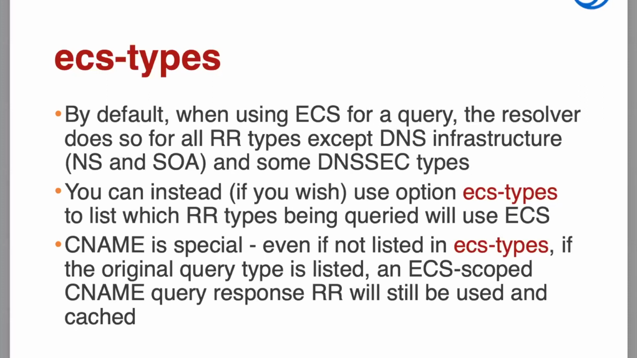So it doesn't really matter. You wouldn't add it to ECS types if it's not listed in ECS types. We're still going to do ECS for it if the source query from the client was a type that was included and we got a CNAME back. Well, yeah, we're still going to do ECS following that CNAME chain because that's how CNAME works.